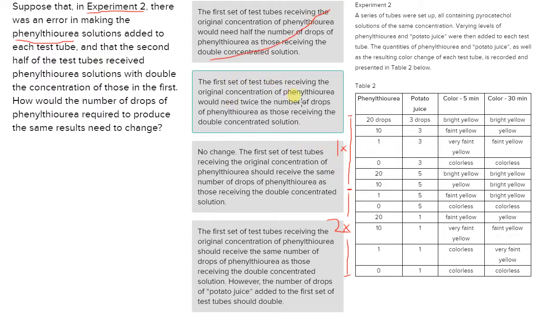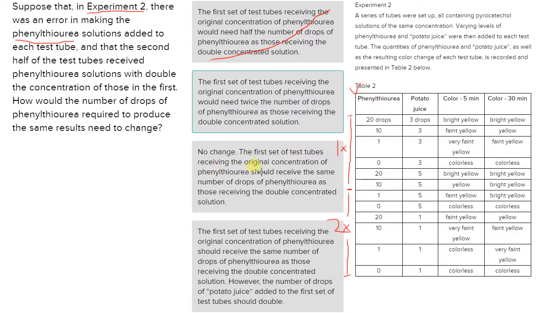The next answer: the first set of test tubes would need twice the number of drops. That makes sense to me, because if we have twice the concentration in these test tubes, we only need 1 drop for every 2 that we do here. So if we put 2 drops in the first batch of test tubes, it would come out to the same amount of phenolphthalein as in the second batch. So that one seems like it could be right. We'll leave that one as a contender.